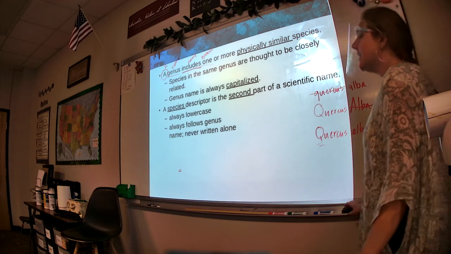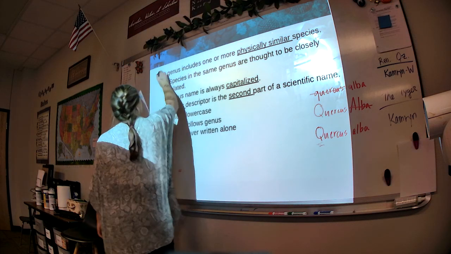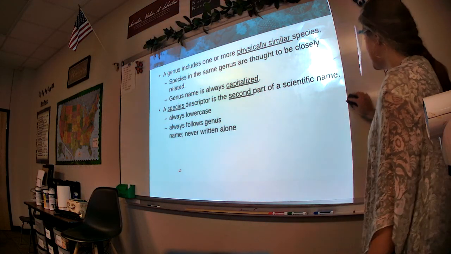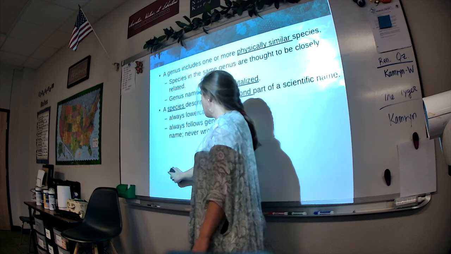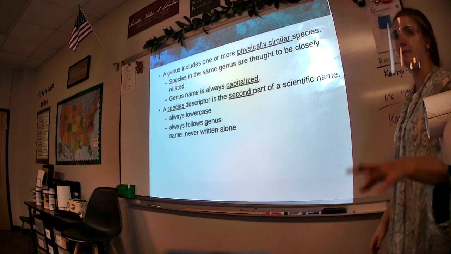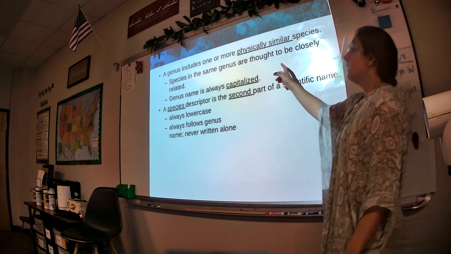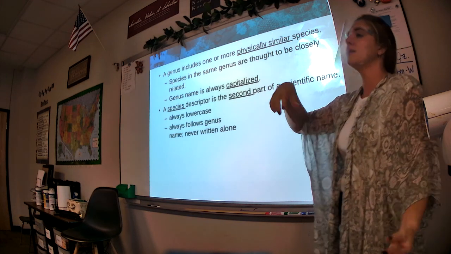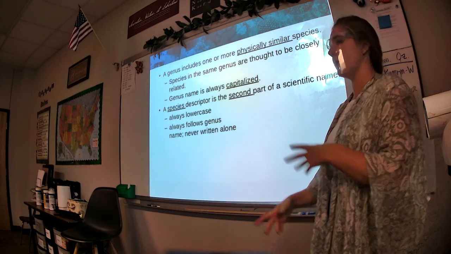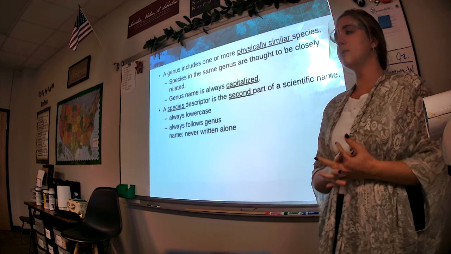Okay. A genus name. Nicholas. A genus name includes one or more physically similar species, right? We just said that all of the genus Quercus would be all of the oak trees. So that is a physically similar group of organisms. They all have qualities of the oak tree. Different species that are the same genus. Okay, so the white oak, the red oak, the green oak, the tall oak, the big oak, whatever it is, are thought to be closely related. They're similar, but have a few different characteristics.